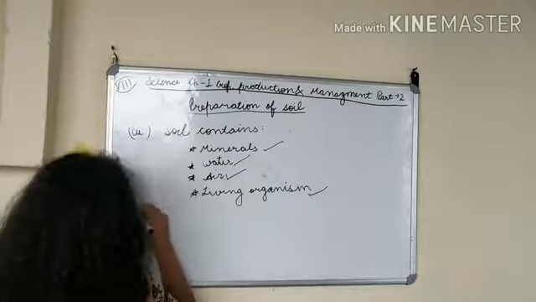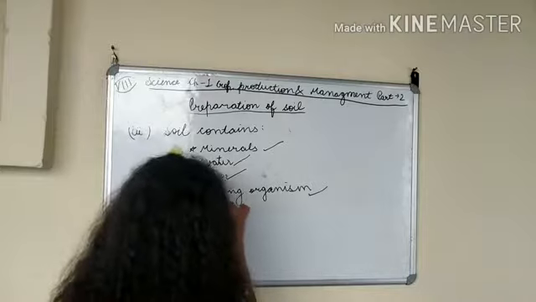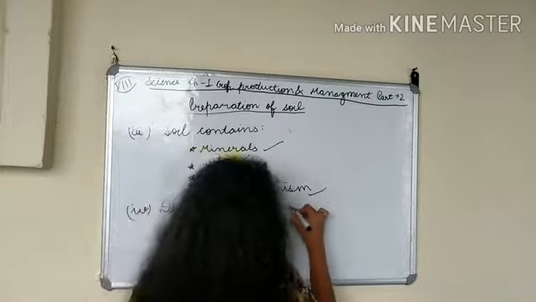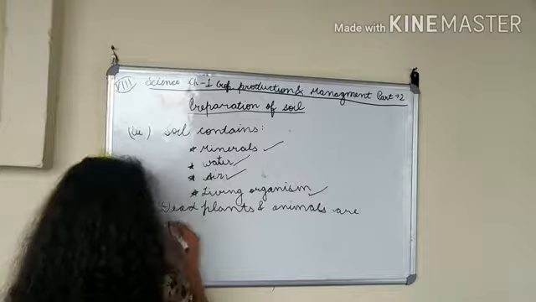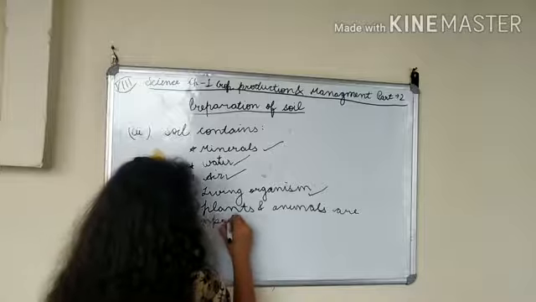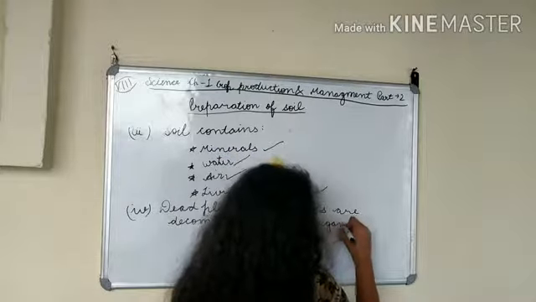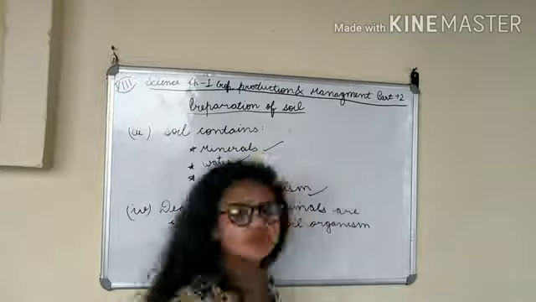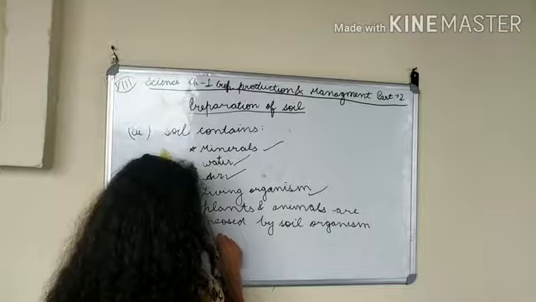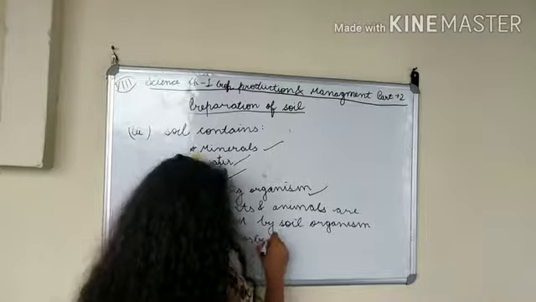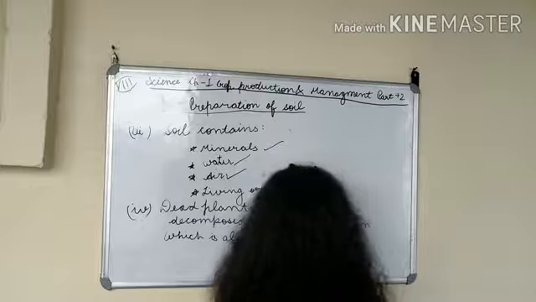Our next point is dead plants and animals are decomposed by soil organisms and what happens then, which is absorbed by plants from the soil.